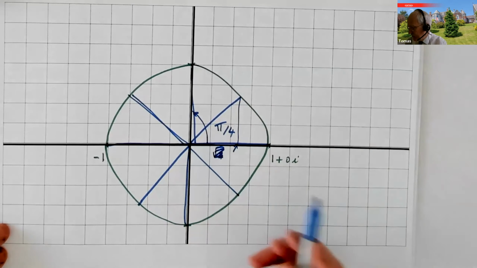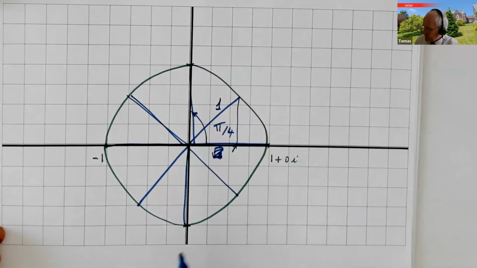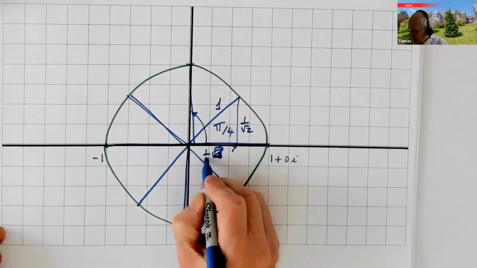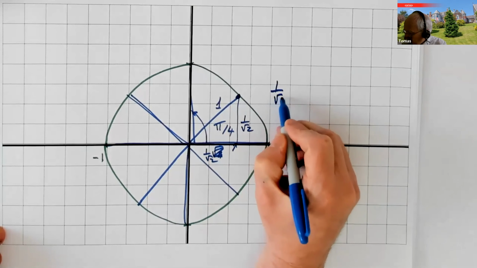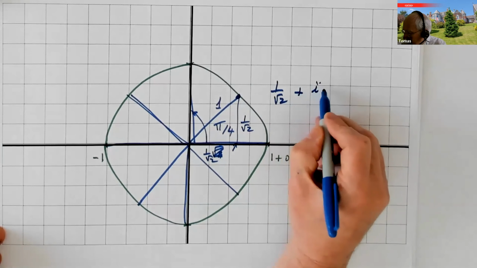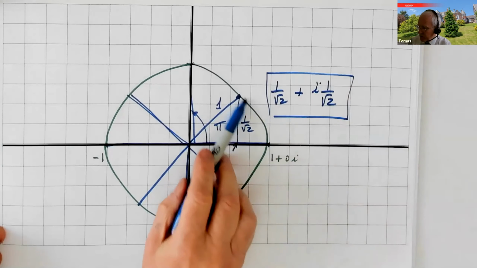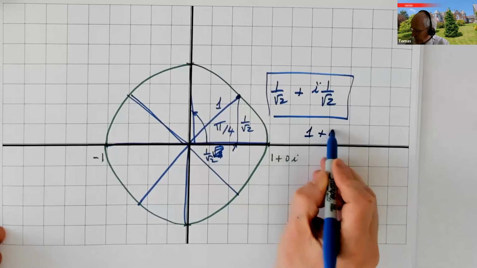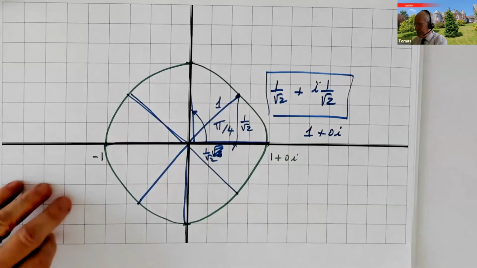Or 1, sorry, it wouldn't be root 2. If that's 1, that would have to be less than that. They'd be the same as that. 1 over root 2, I think it's called. Yeah, 1 over root 2. So this point here of 1 over root 2 plus I 1 over root 2 is the complex number that, when multiplied by itself 8 times, gives you 1 plus naught I. So it's one of the 8 roots of 1.